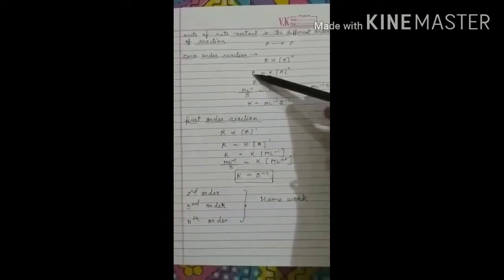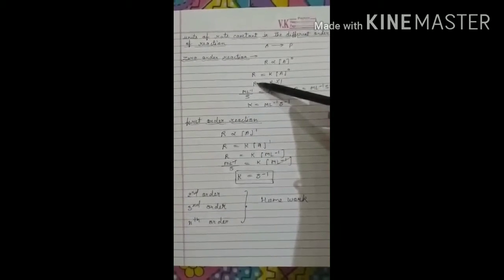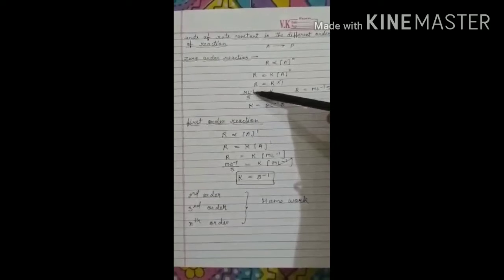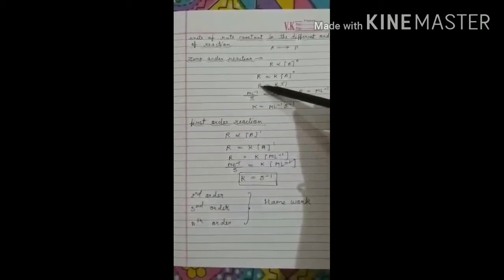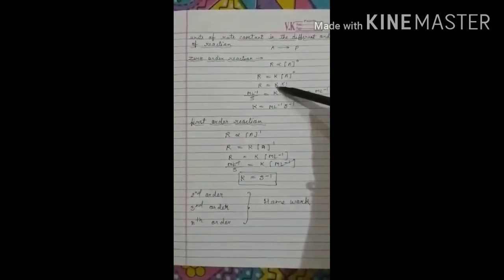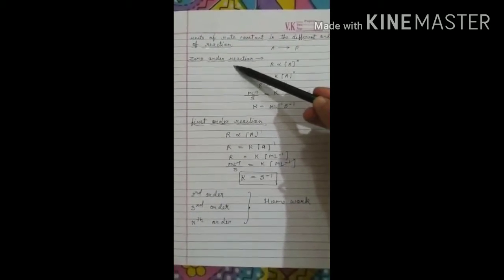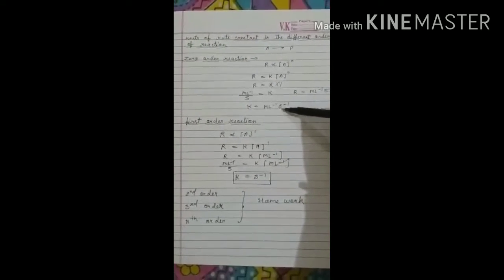Here we have to put the unit of rate. Rate is the change in concentration per unit time. Change in concentration is denoted by mole per liter, divided by second. So the unit of rate is mole per liter per second, mol L^-1 s^-1. So it becomes the unit of rate constant for zero order: K is equal to mole per liter second inverse.